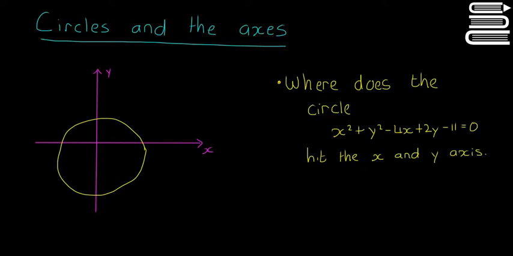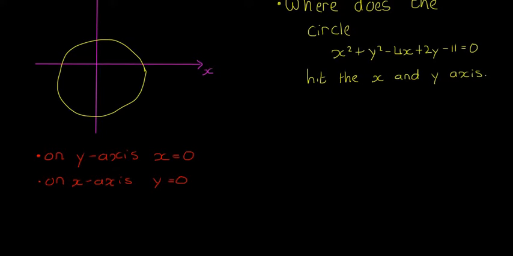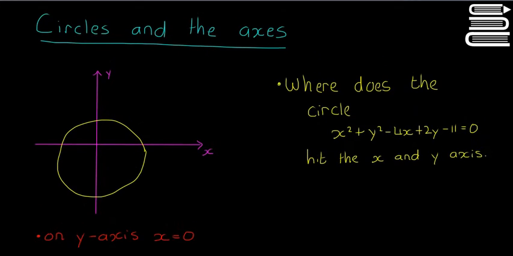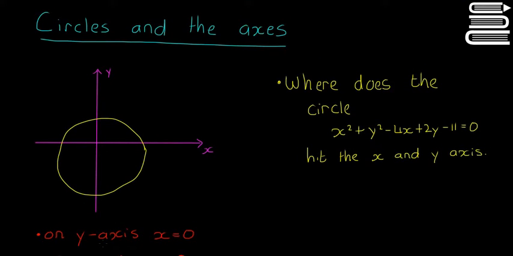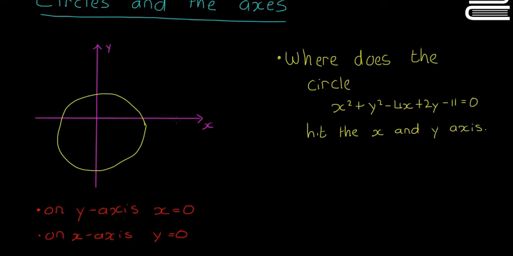I'm going to scroll down a bit. On the y-axis, x is equal to 0. And then similarly on the x-axis, y is equal to 0. So the trick is, whenever you want to find where a circle hits the x or the y-axis, you should either let x equal to 0 to find where it hits the y-axis, or let y equal to 0 to find where it hits the x-axis. I'm going to do the first one, and then I'll let you guys try the other one.